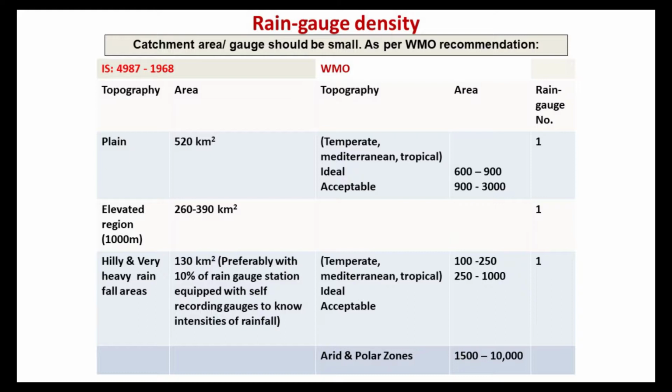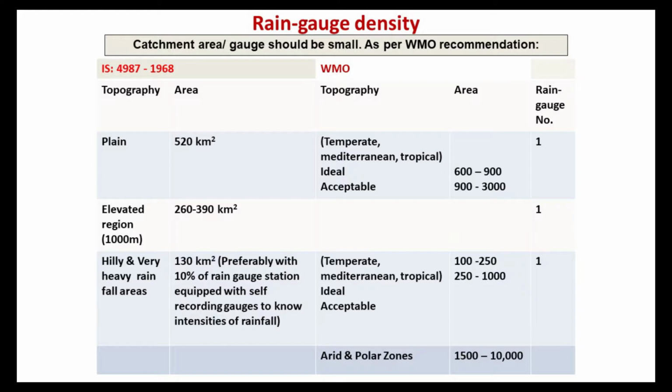Similarly, if the area is hilly or very heavy rainfall area, then one rain gauge is needed to cover about 130 square kilometers. And preferably, 10% of rain gauge stations should be equipped with self-recording gauges to know the intensities of rainfall. Now, for this, we also have the World Meteorological Organization, which has recommended the density of rain gauges based on the nature of the topography.